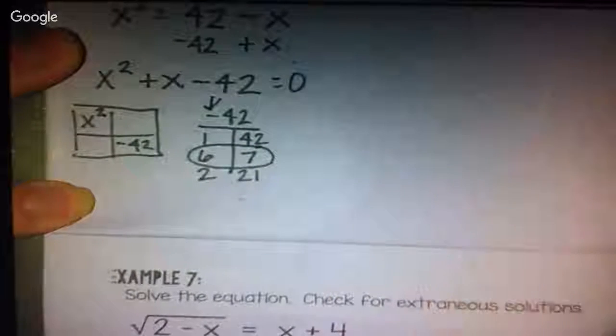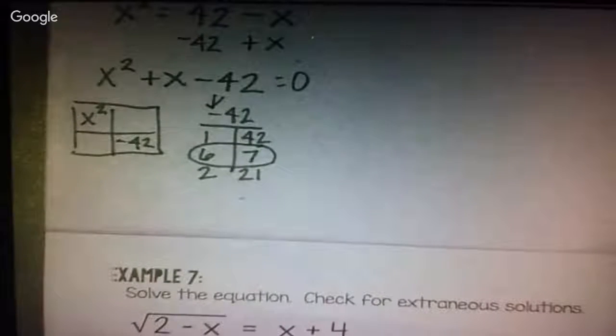That's what we have to decide: which one of these is going to be positive and which one's going to be negative? I need it to equal positive 1. So negative 6, it's got to equal positive 1. So I've got a negative 6x and a positive 7x.